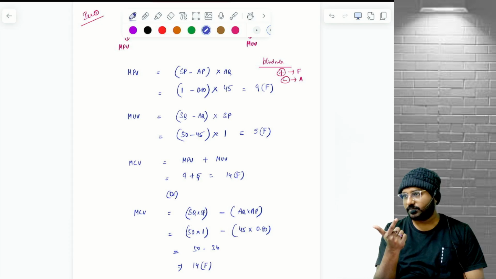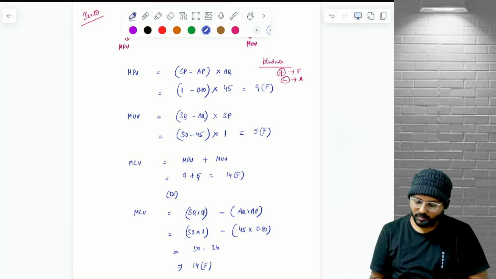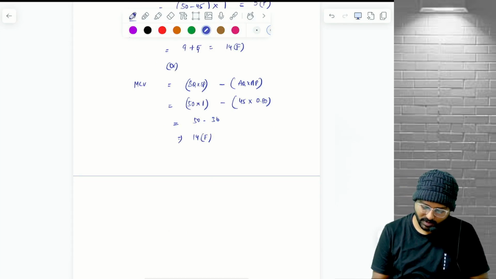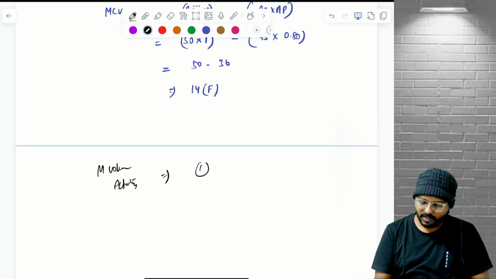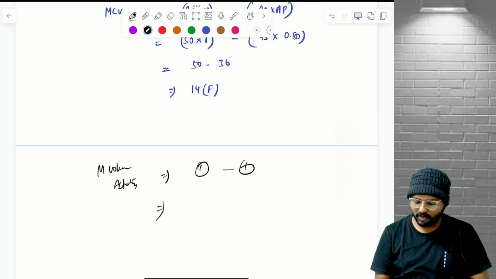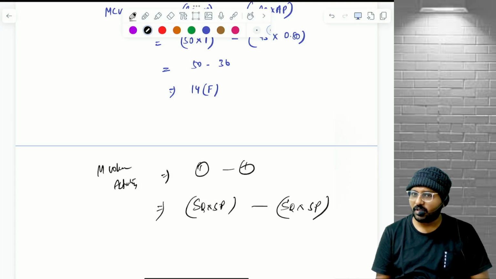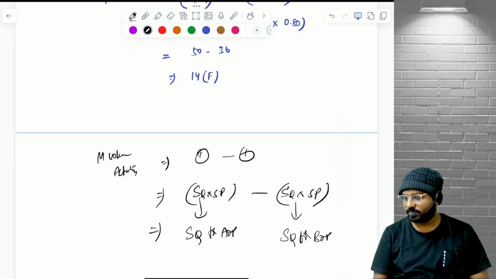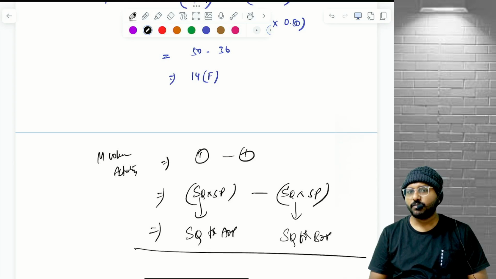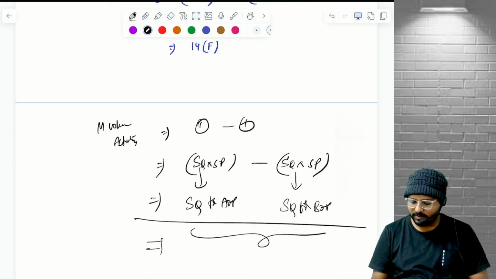Budgeted cost. So in other words, for the question that I've asked, material volume variance or activity variance, the formula is 1 minus 1. What is 1? SQ into SP. What is 1 here? SQ into SP only. Then what is this SQ? Standard quantity of raw material for actual output. And what is this SQ? Standard quantity of raw material for budgeted output. Rest everything will be the same. You will get your answer. Then the difference will be only volume.